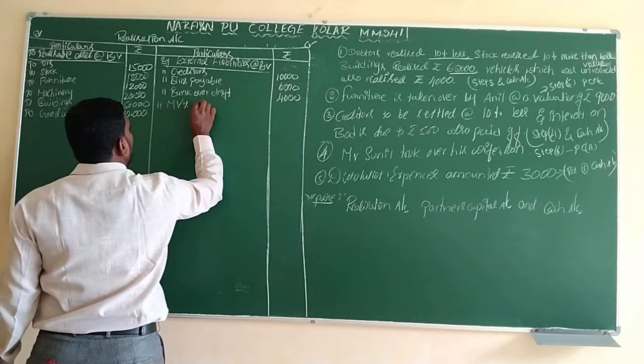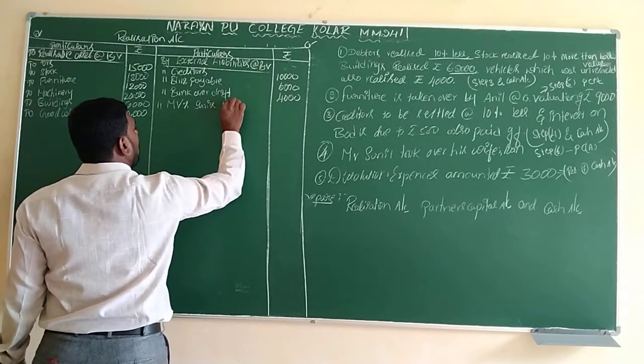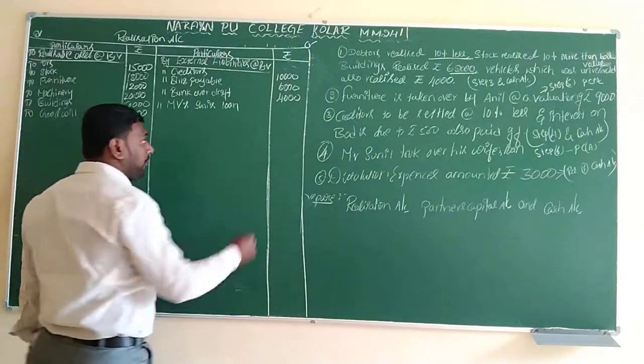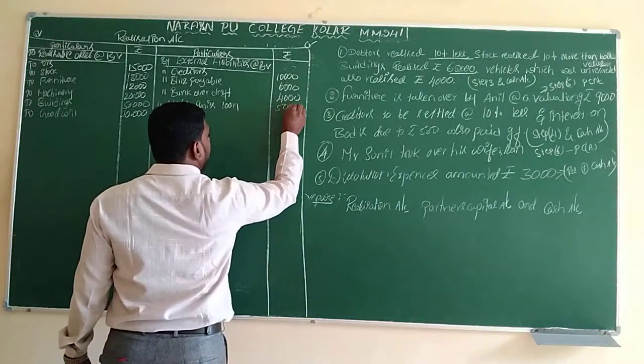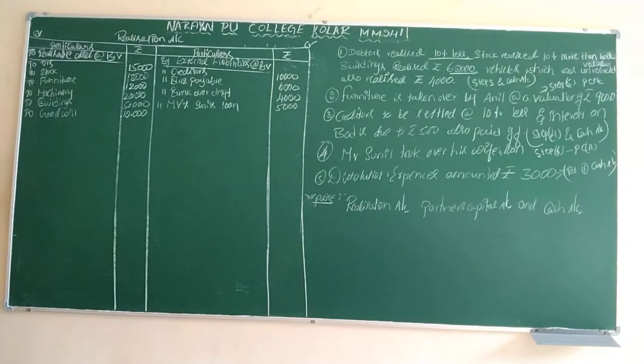And also by Mr. Sunil's loan, 5,000. These are step number 1 and step number 2 which we have to follow while preparing the realization account of particular partners. We have to move to step number 3 of the realization account.